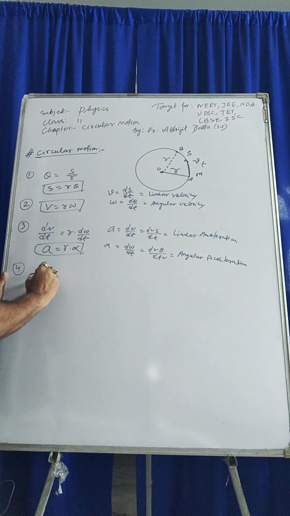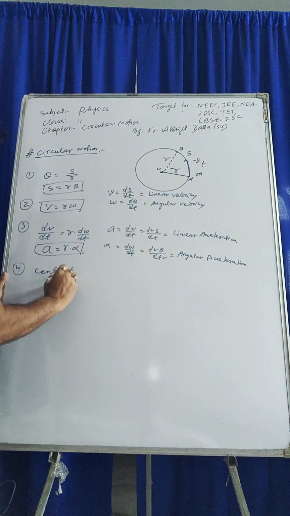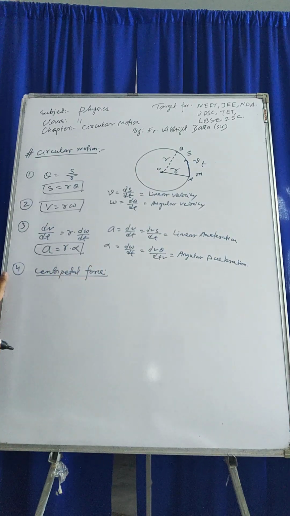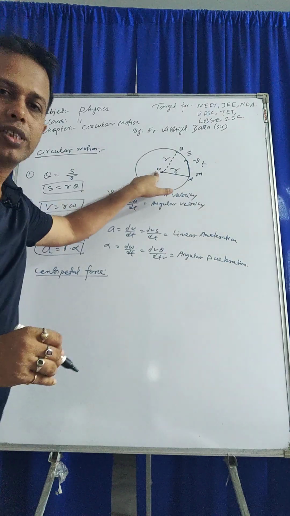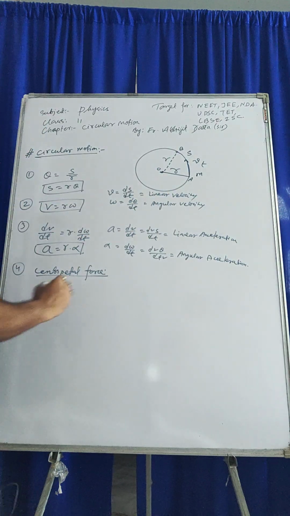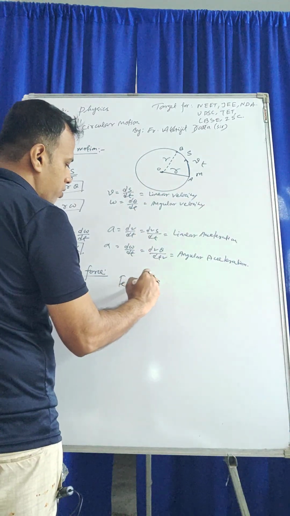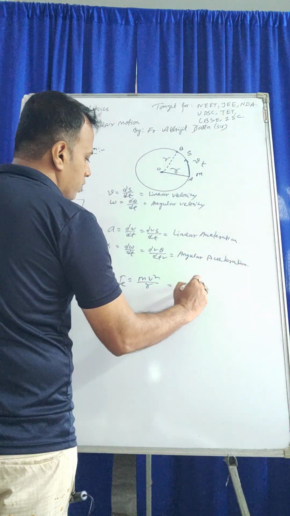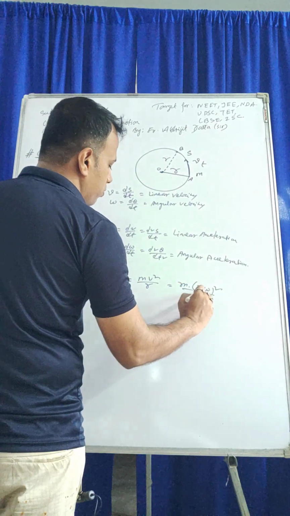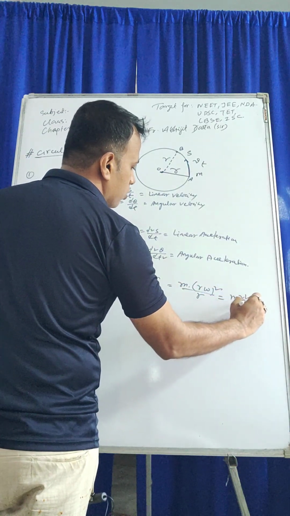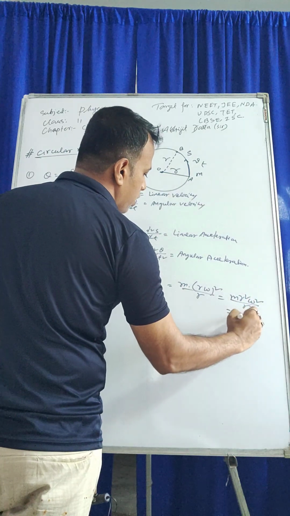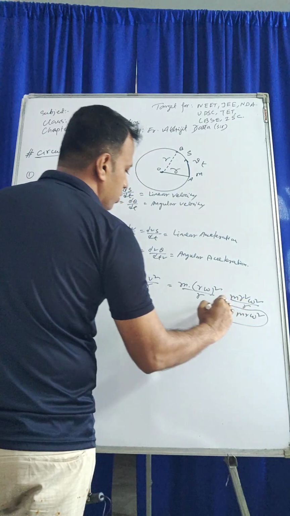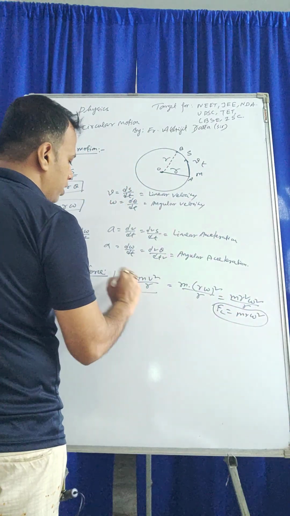There is centripetal force. Okay, centripetal force is always acting along the radius towards the center of the circle, in the circular path. So centripetal force Fc is nothing but mv square by r, or if you put here v equal to r omega, it will be m r square omega square by r, which is m r omega square. So centripetal force in terms of angular velocity will be this one, and centripetal force in terms of linear velocity will be this one.